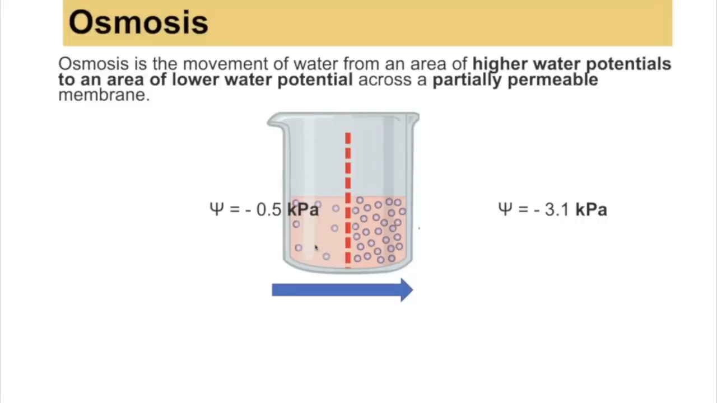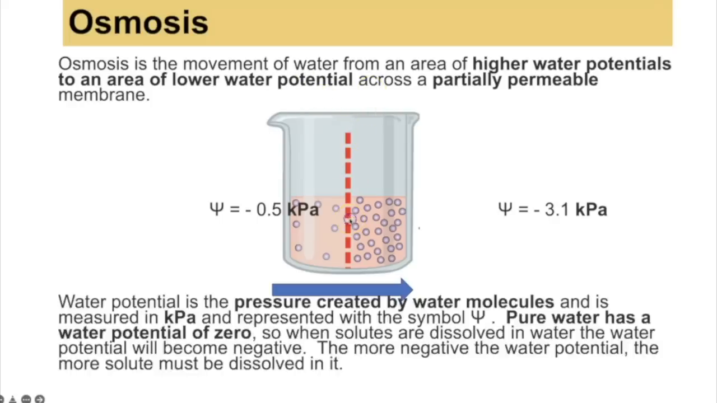Osmosis is the movement of water, and that will be from an area of higher water potential to an area of lower water potential across a partially permeable membrane. The water potential is the pressure created by water molecules, and it's measured in kilopascals and represented by this symbol here. Pure water or distilled water has a water potential of 0.